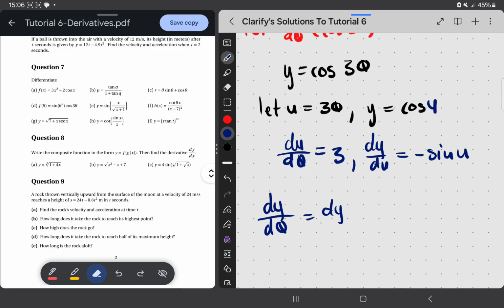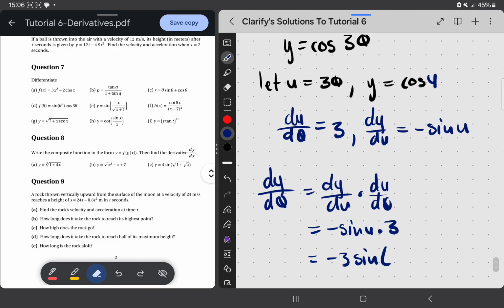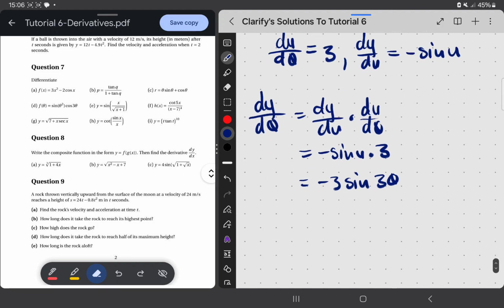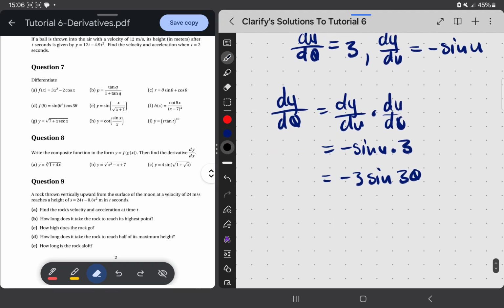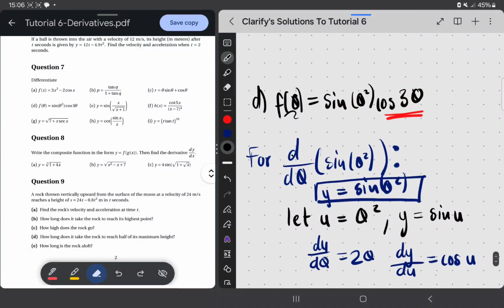This is going to be dy/du, the new one, times du/dθ here. So dy/du is negative sine u, times du/dθ, which is 3. So it becomes negative 3 sine of u, and u is 3θ, so negative 3 sine of 3θ. Now this is very easy for me, because I have f'(θ).